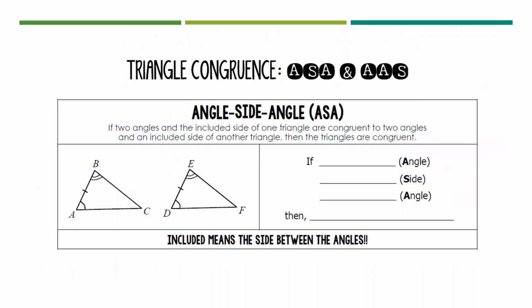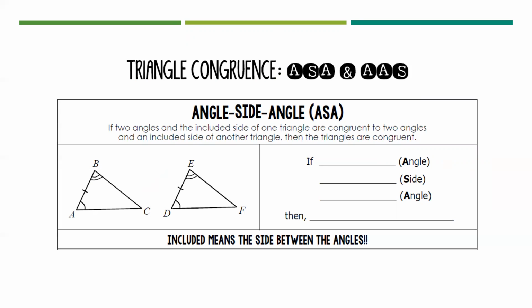All right, so last class we talked about side, side, side, and side, angle, side. For side, side, side, we had to prove that all 3 sides of one triangle were congruent to all 3 sides of another triangle. And as soon as we did that, we were allowed to say the triangles were congruent. For side, angle, side, we had to prove that 2 sides were congruent to 2 sides of another triangle, and the included angle was congruent. And as long as that was true, then we were allowed to say the triangles themselves were congruent.